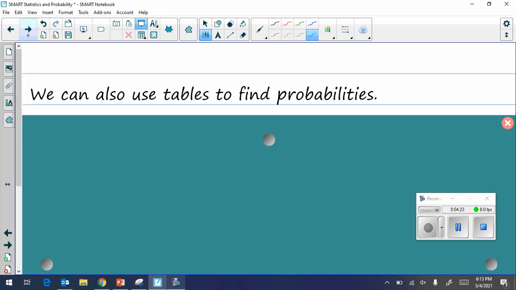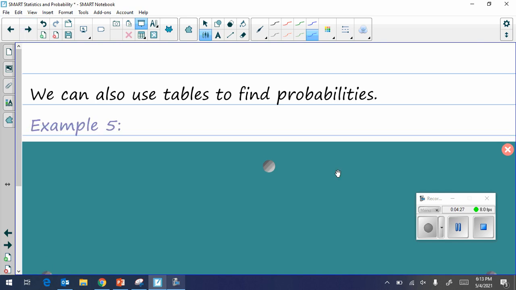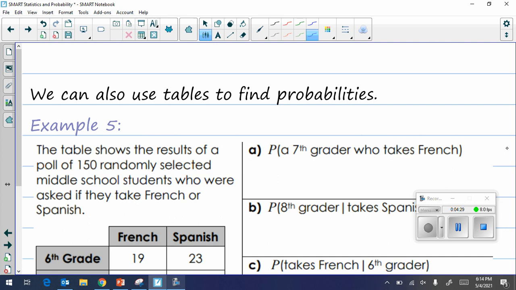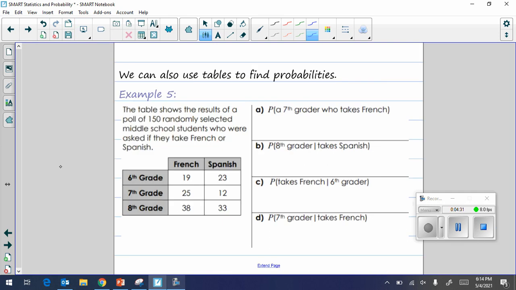Okay, we are going to do one last set of examples. And in this one, we're going to use some tables. We're going to use what's called a two-way frequency table in order to answer some questions. So we have this table of 150 randomly selected, so that's my total here, 150 randomly selected middle school students who were asked if they take French or Spanish.